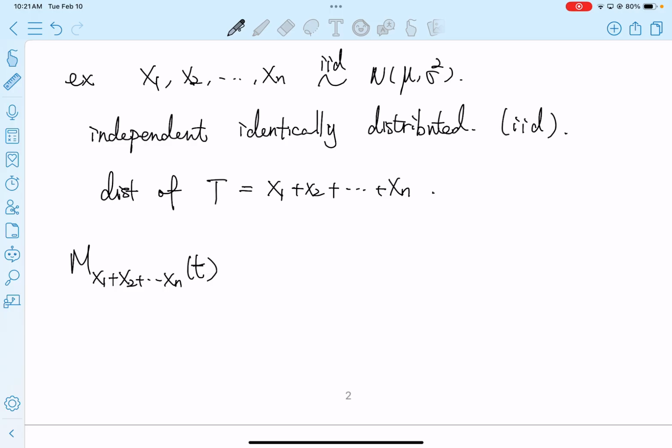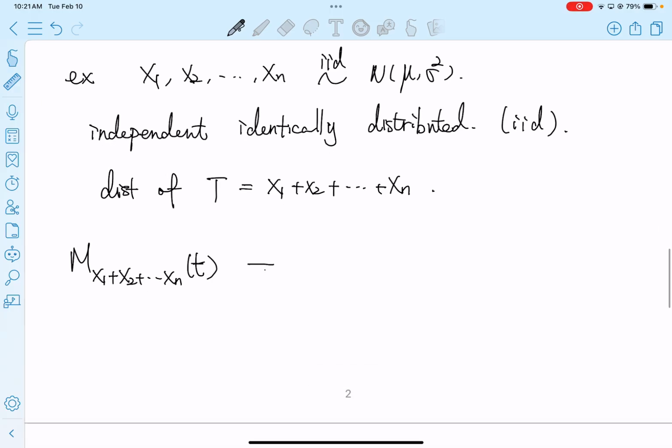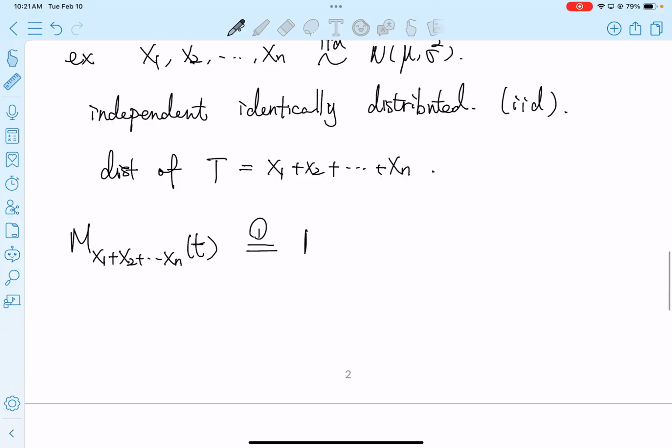Okay, by property 1, we know that the moment generating function of a sum is the product of the individual moment generating functions. So we'll have the moment generating function of x1 multiplied by the moment generating function of x2, multiplied all the way to the moment generating function of xn. Okay.